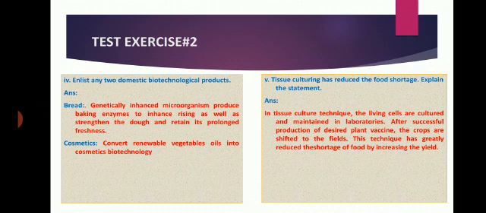In tissue culture technique, the living cells are cultured and maintained in the laboratories. After successful production of desired plant vaccine, the crops are shifted to the fields. The crops are prepared by artificial method and they can be shifted to the fields to increase the number of crops. This technique has greatly reduced the shortage of food by increasing the yield. Okay class, here the test exercise number 2 is completed and now we will start the review exercise.